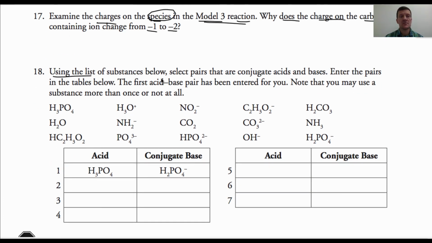Using the list of substances below, select pairs that are conjugate acids and bases. Enter the pairs in the table below. The first acid-base pair has been entered for you. Note that you may use a substance more than once or not at all.